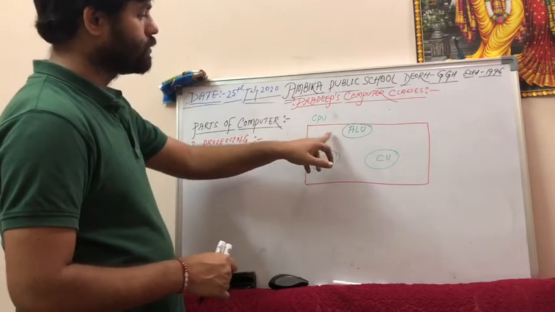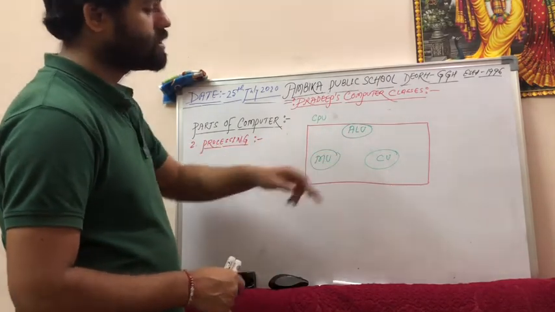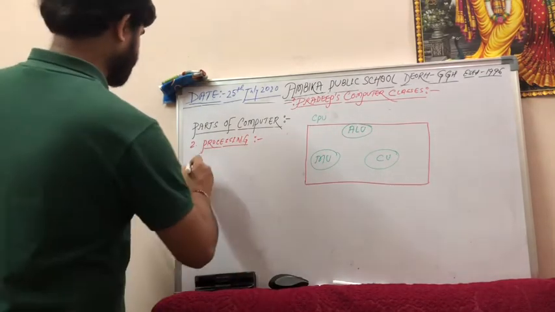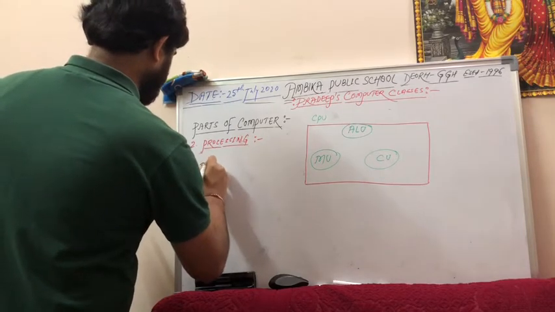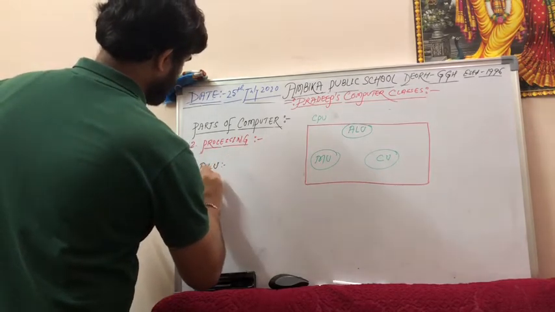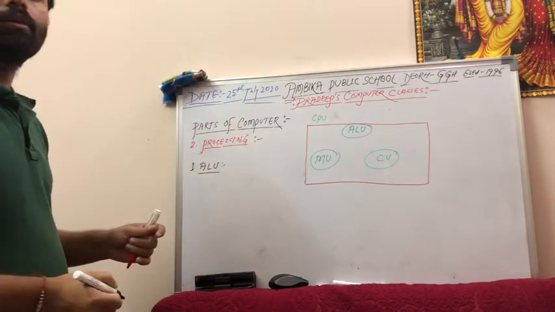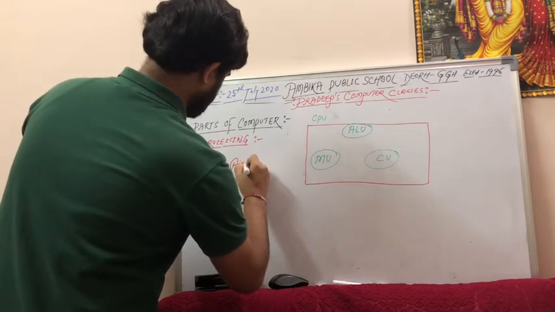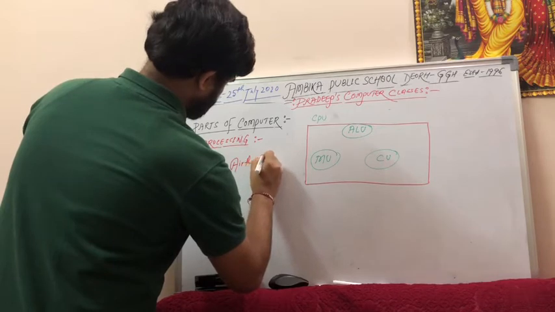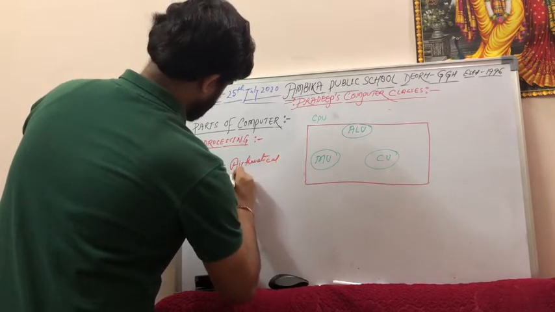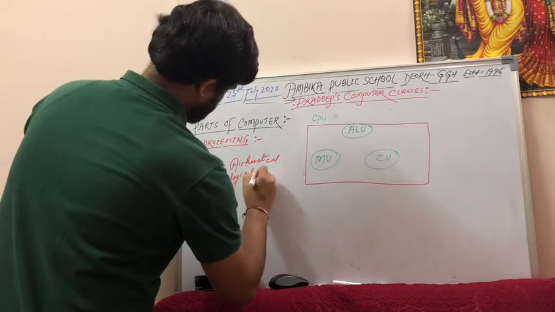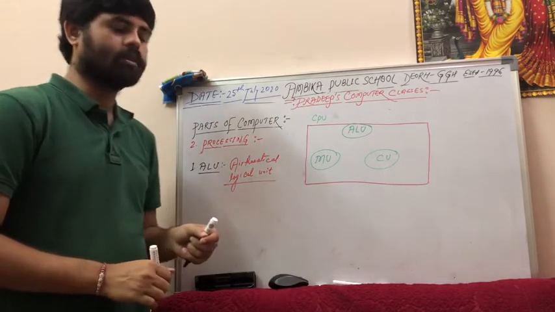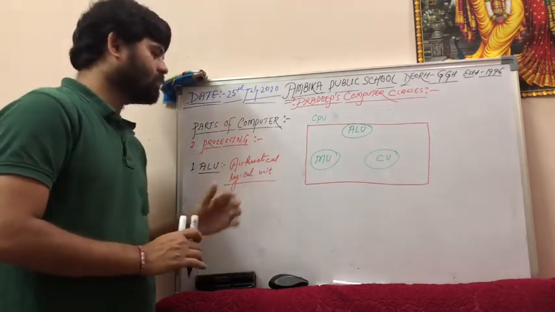So that means inside the CPU there are some instruments, some processes used. One is called the ALU. So what is ALU first? The ALU full form is Arithmetical Logical Unit. The ALU is for arithmetic calculations actually. Arithmetic logical unit.